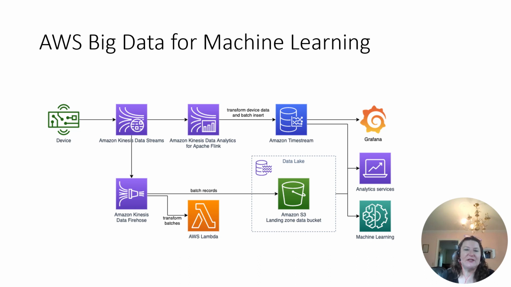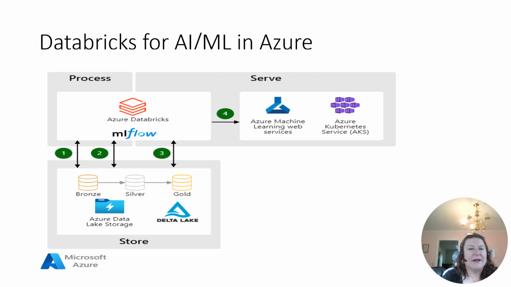So this is just examples of how the components of AWS can fit together from a data perspective and from a machine learning perspective. Here's an example architecture for AI and ML in Azure. So on the left-hand side, on the bottom, I should say, you've got storage of data going through the three different stages: the bronze, the silver, and the gold.